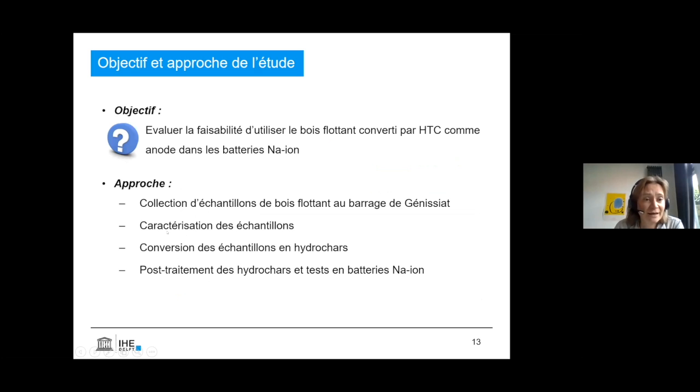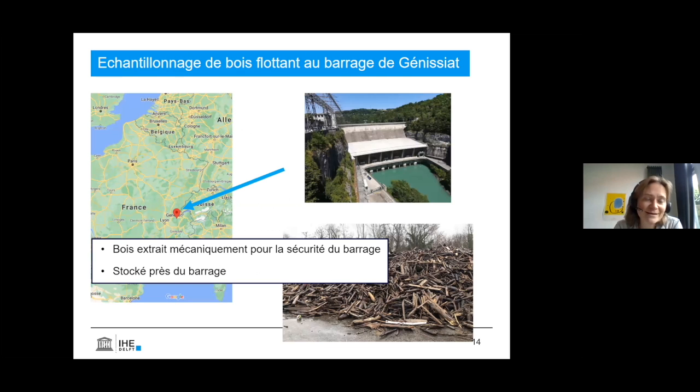So how do we go about this? First of all, we collected samples of instream wood in the Génissiat dam. We proceeded with its physicochemical characterization. We turned it into hydrochar, and then we tested them in sodium-ion batteries. So the first step, the sample.